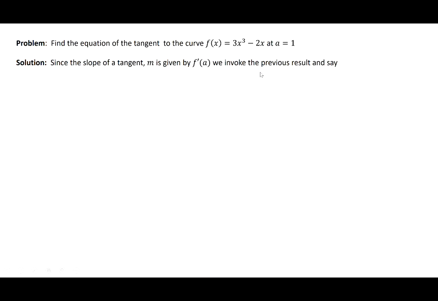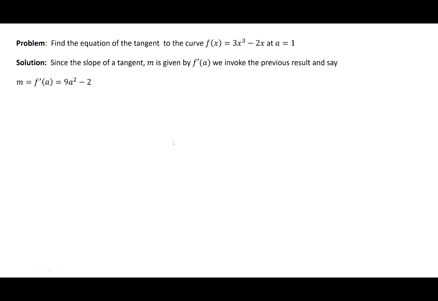Wait a minute, do we really know the point? What is this? A equals 1. That means x equals 1. Okay, if you know x to be 1, can you figure out y? That is, y is f of x. Yeah, just plug in a value of 1 for x. 3 times 1 cubed minus 2 times 1. So that's 3 minus 2 is 1. Oh, you mean the point is 1 comma 1? Yep, it is. So at 1 comma 1, what is the tangent line's equation? The tangent that you draw for this curve, what is its equation is the question.